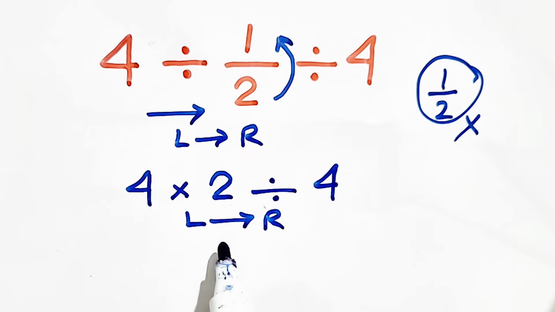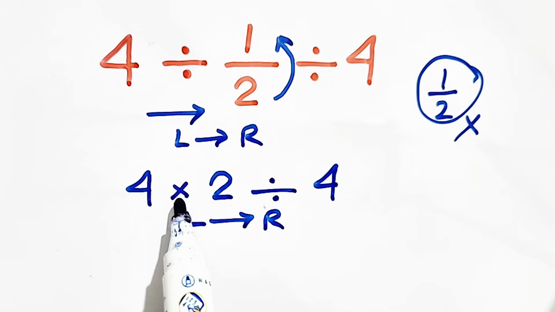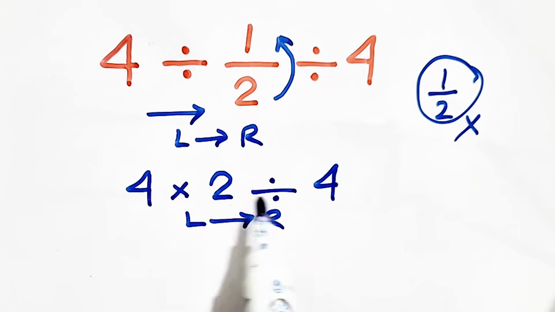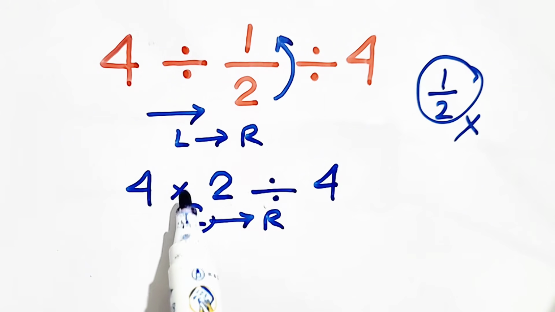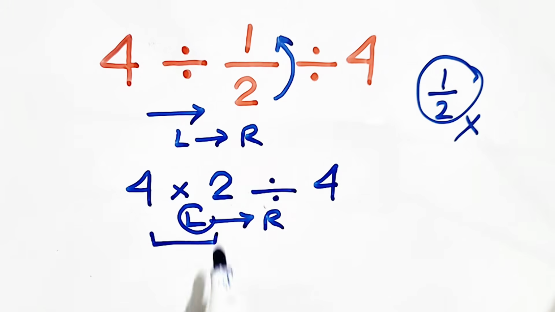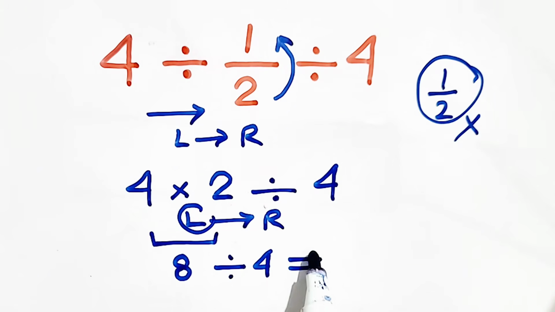What is meant by left to right? As multiplication is at left and division is at right, we have to handle the operation which is at left first. So multiplication will be carried out first. So 4 times 2 will be equal to 8 divided by 4. Now 8 divided by 4 will be equal to 2. Hence 2 will be our answer.